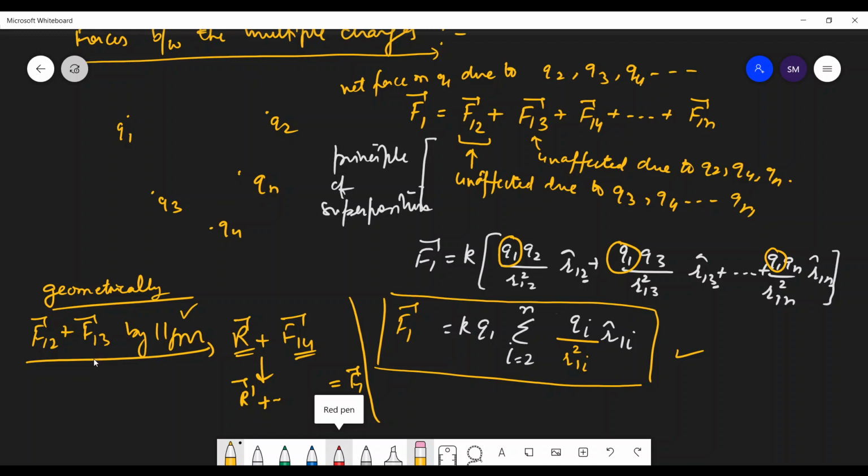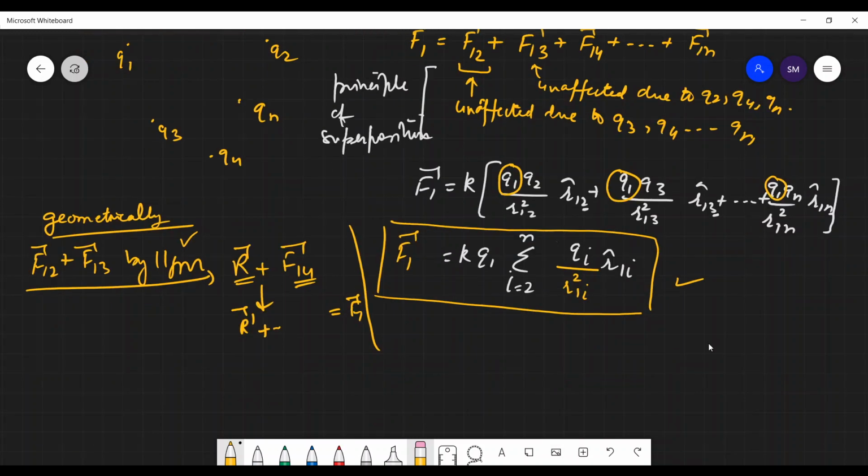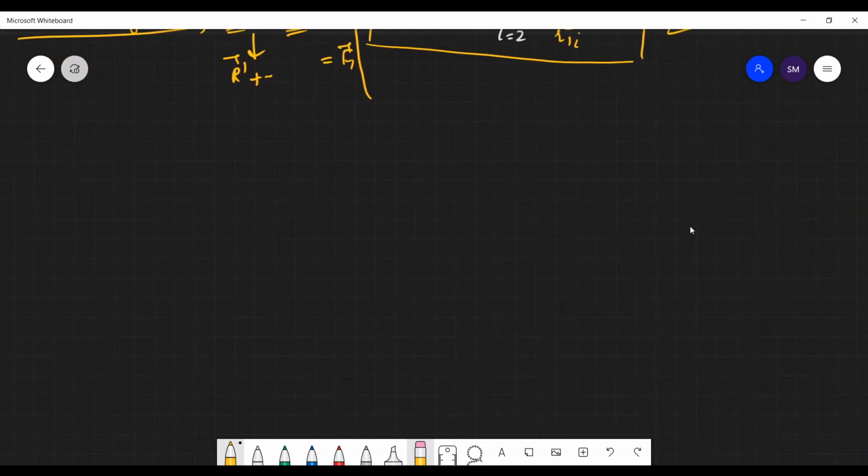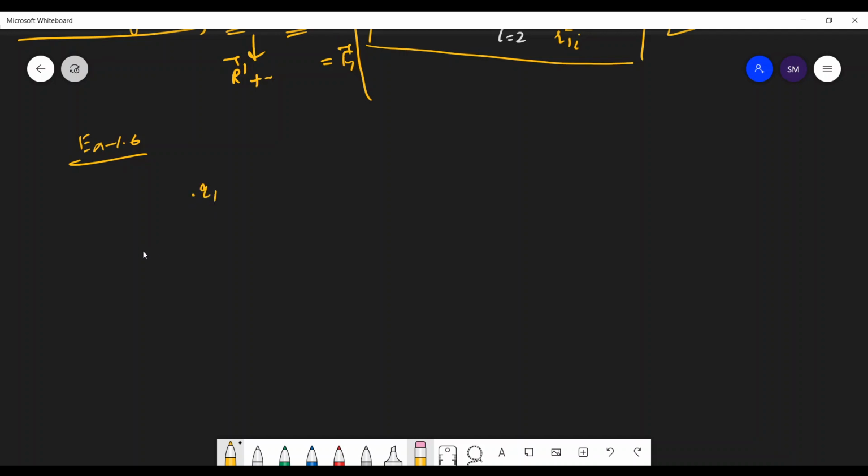So students, now we have example 1.6 and 1.7, which is again very important. In example 1.6 we can see that there are three charges, Q1, Q2 and Q3.